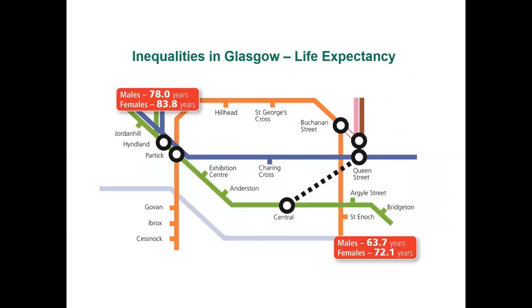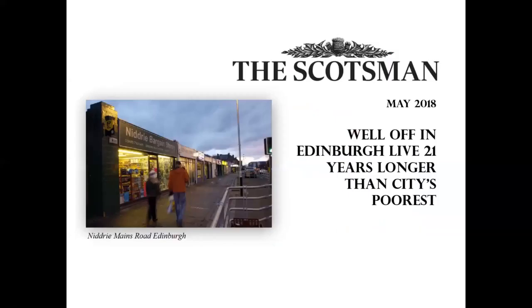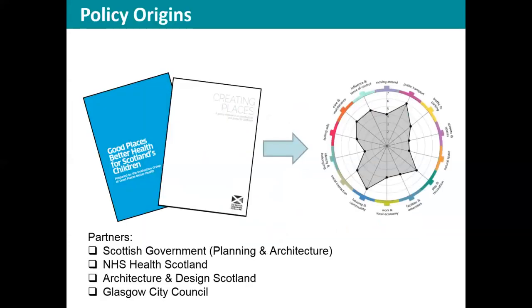That was Scotland's figures. The same plays out in Glasgow, one of our cities in the west of Scotland, where you can jump on a train and knock 15 years off your life after just a few stops. That applies to both males and females. And the same applies in even our capital city, and that was a headline in one of our national newspapers in May 2018.